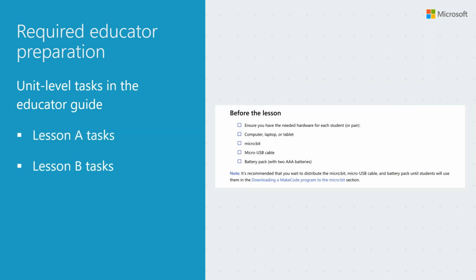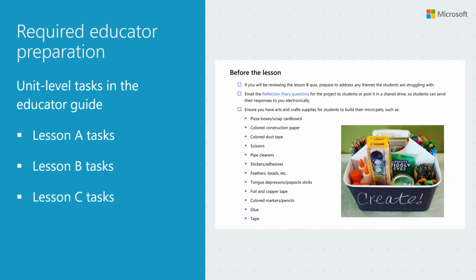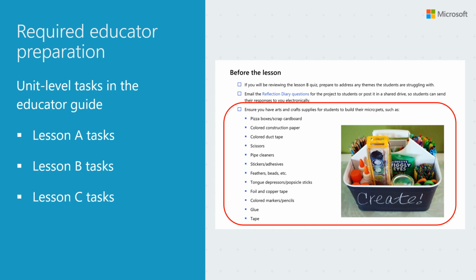Now the Lesson A preparation tasks, they're right at the beginning also. The Lesson B tasks are right in the start of Lesson B, and it's recommended that you wait to distribute the microbit itself when students start so that when they start using them mid-lesson, they're not going to be preoccupied while you're trying to demonstrate MakeCode and show them the things that they need to do. Now finally, the Lesson C tasks are towards the end, and you're going to need most of these crafting supplies for the first project, but you can certainly use hands-on things that you have available to you so that students can craft and build with them.